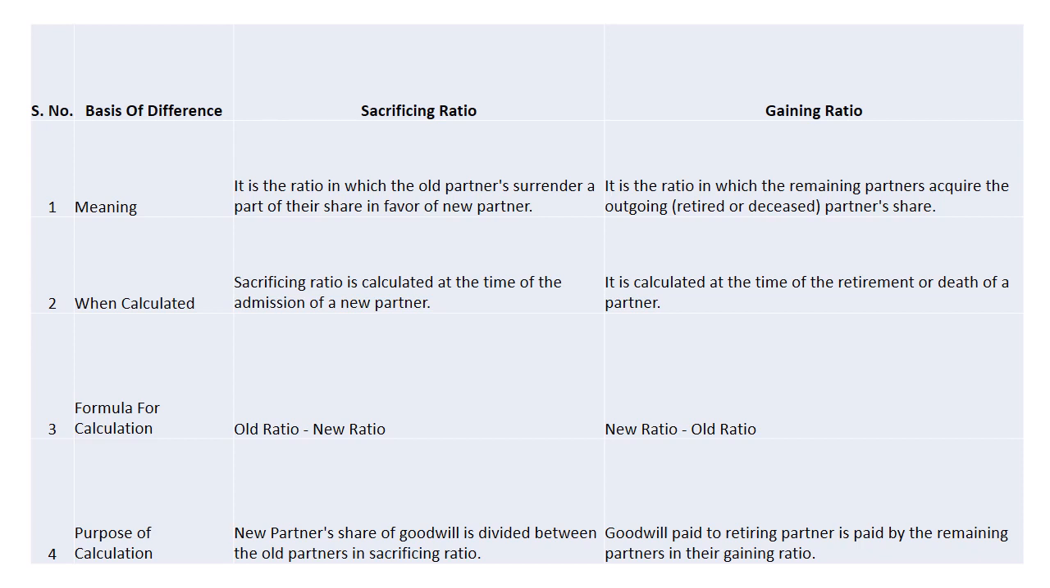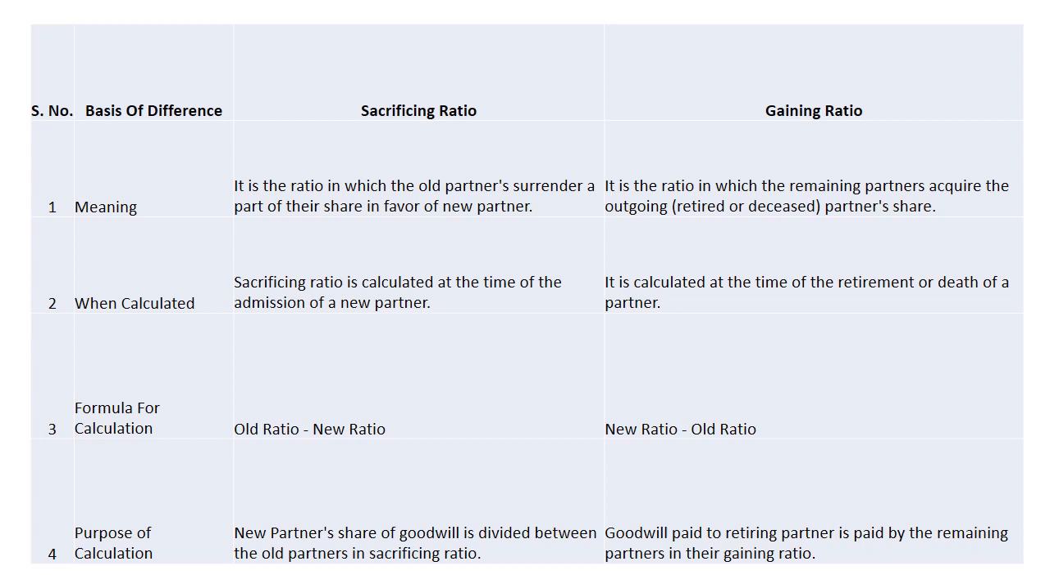See, it is the ratio in which the remaining partners acquire the outgoing partner's share. Outgoing means the person who has retired or is deceased. It is the ratio in which the remaining partners acquire the outgoing retired or deceased partner's share.